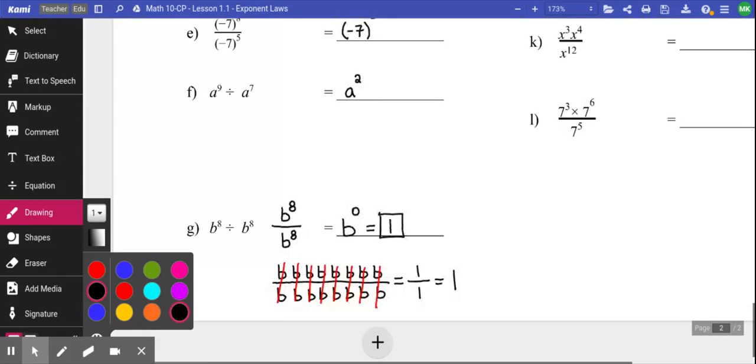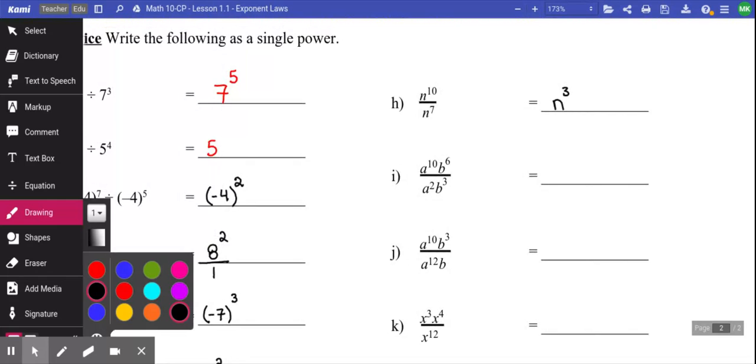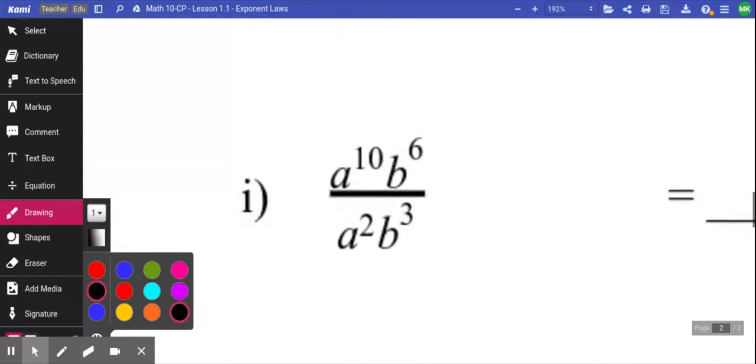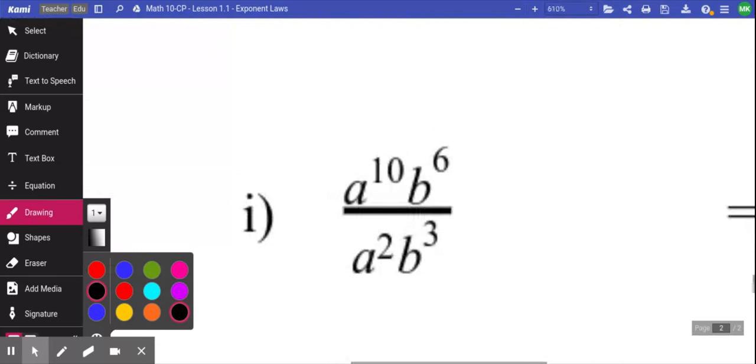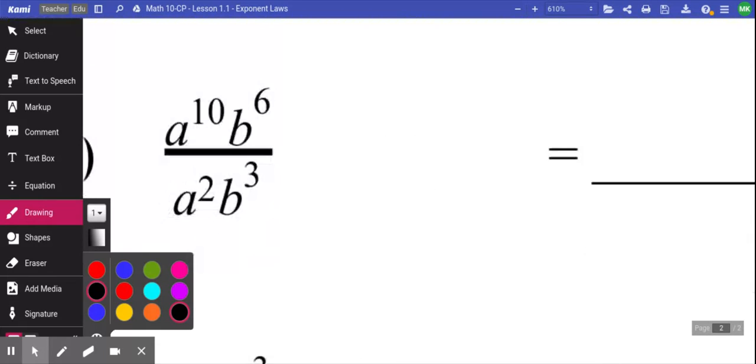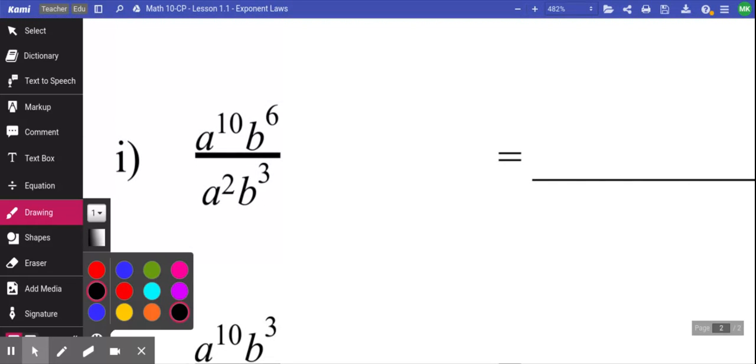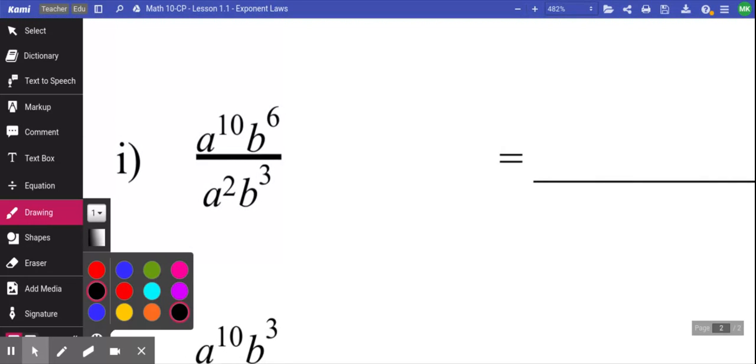All right, up here. We start to get into these double letters. So we have a to the power of 10, b to the power of 6, divided by a to the power of 2, b to the power of 3. The a's will match up. So that 10 minus 2 will be a to the power of 8. The b's, I got 6 minus 3 as b to the power of 3.